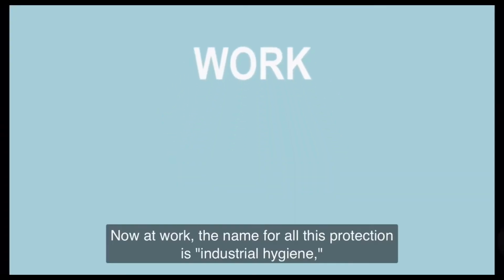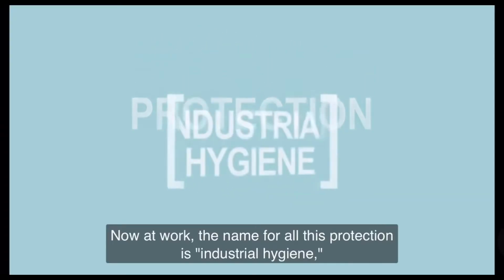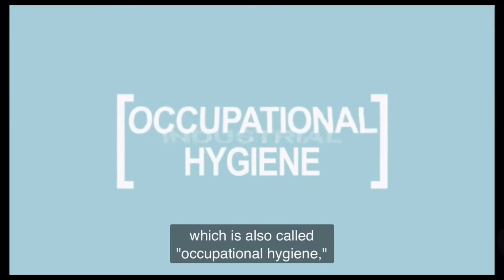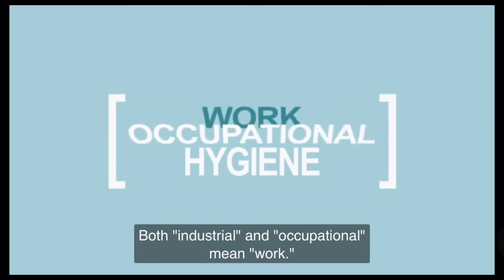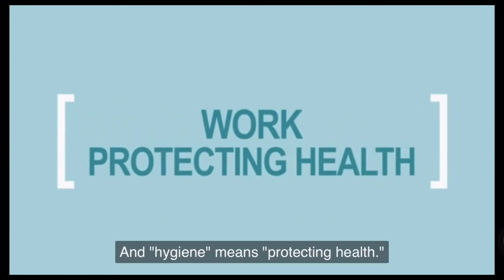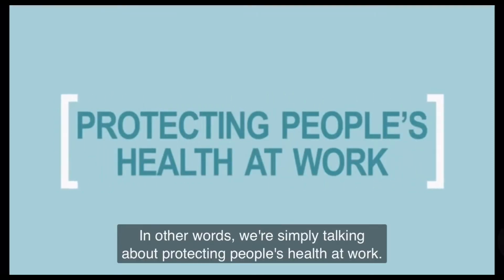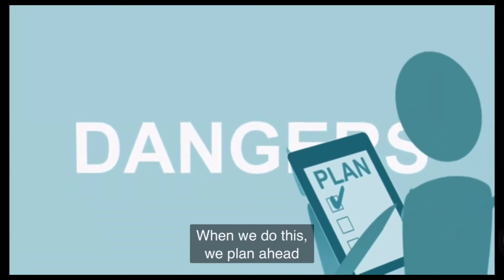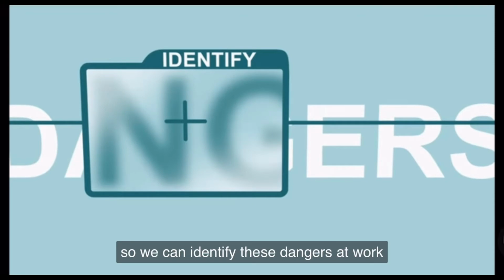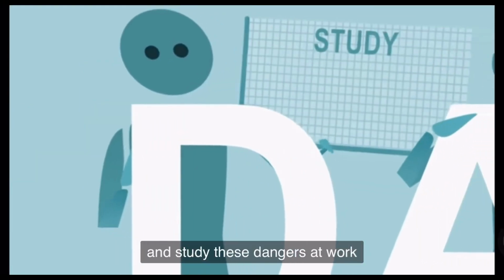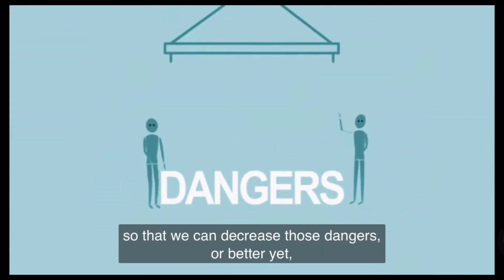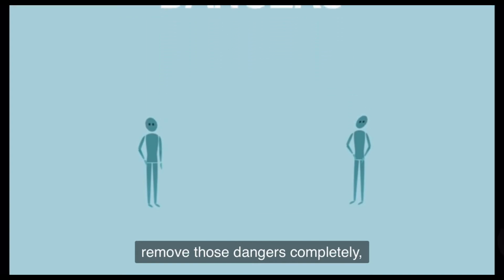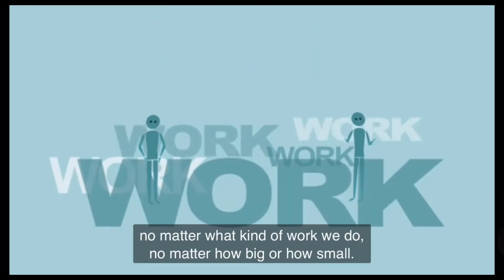Now at work, the name for all this protection is industrial hygiene, which is also called occupational hygiene, but it all means the same thing. Both industrial and occupational mean work, and hygiene means protecting health. In other words, we're simply talking about protecting people's health at work. When we do this, we plan ahead so we can identify and study these dangers at work so that we can decrease those dangers, or better yet, remove them completely, no matter what kind of work we do, no matter how big or how small.